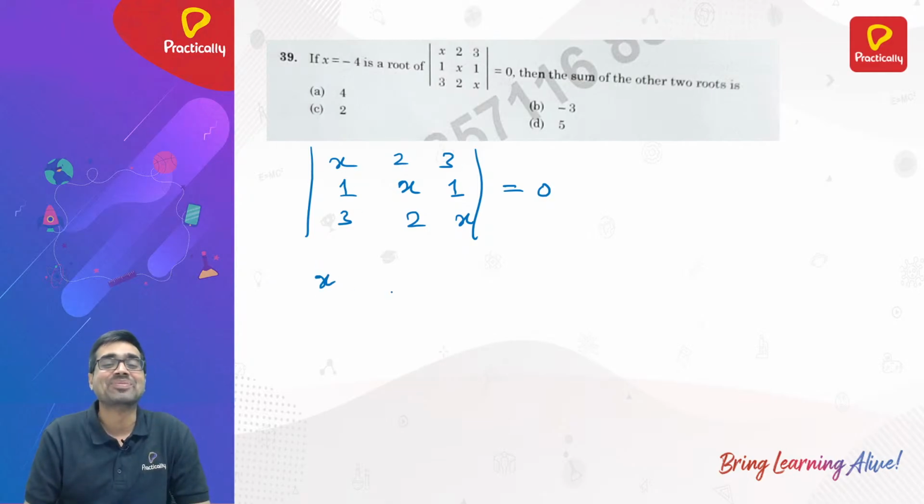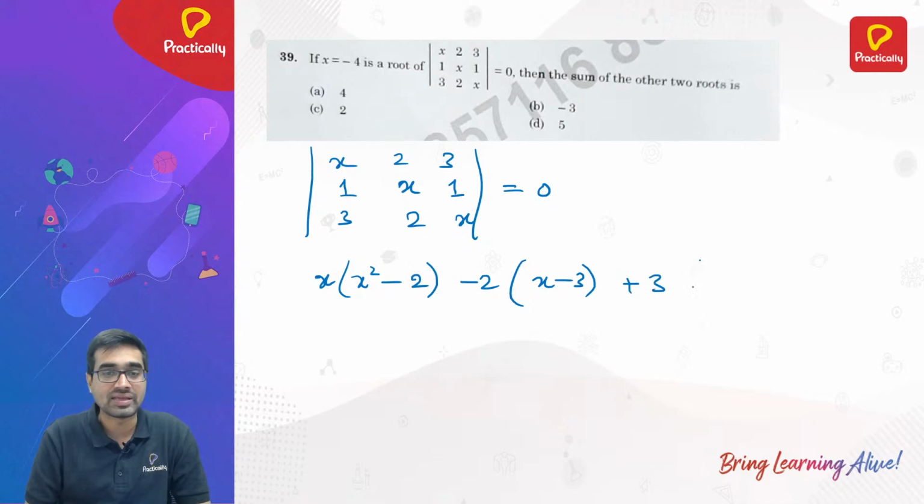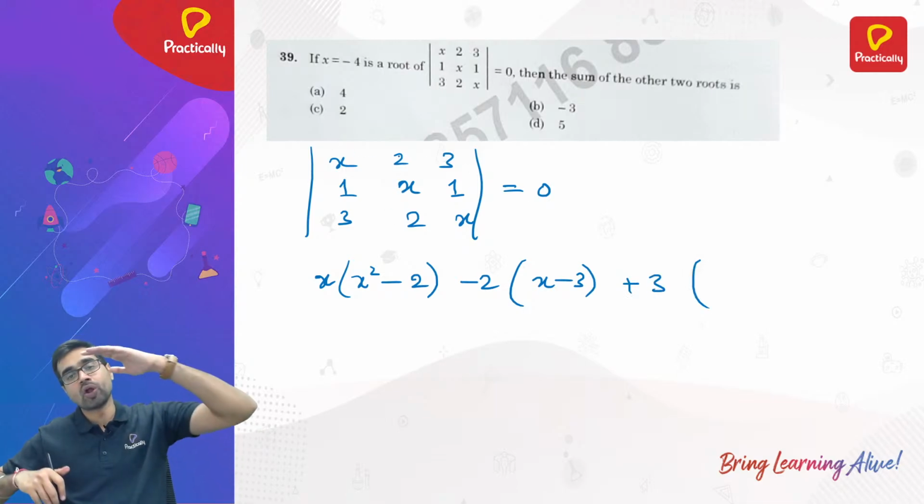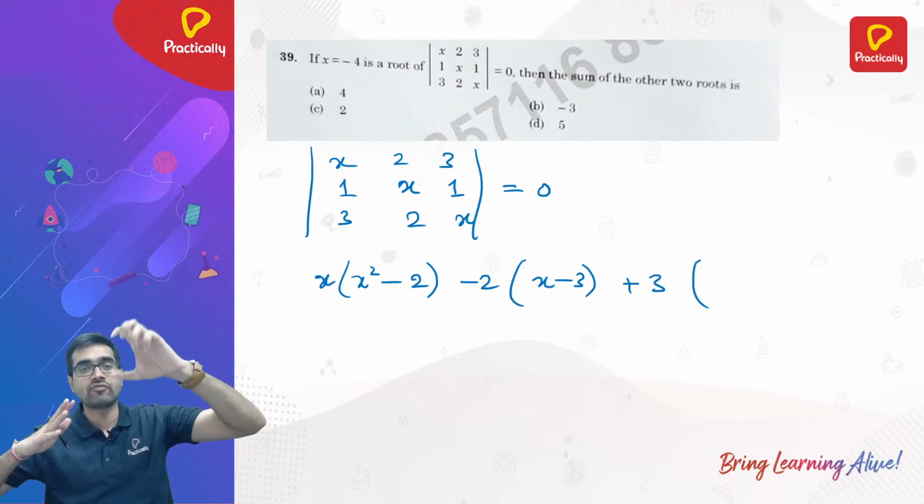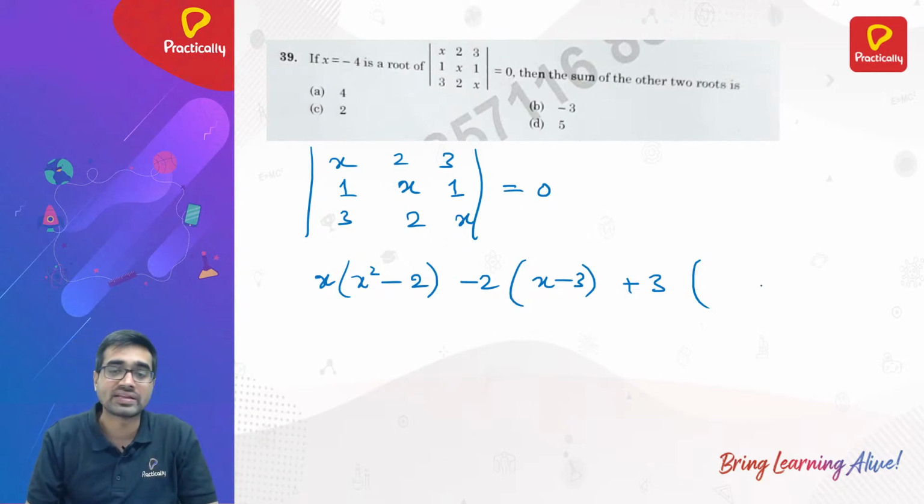So block x, you get x square minus 2. Minus 2 block. X minus 3 plus 3 block. When I say block, block the row, block the column. Whatever is left, find the determinant. So 2 minus 3x.